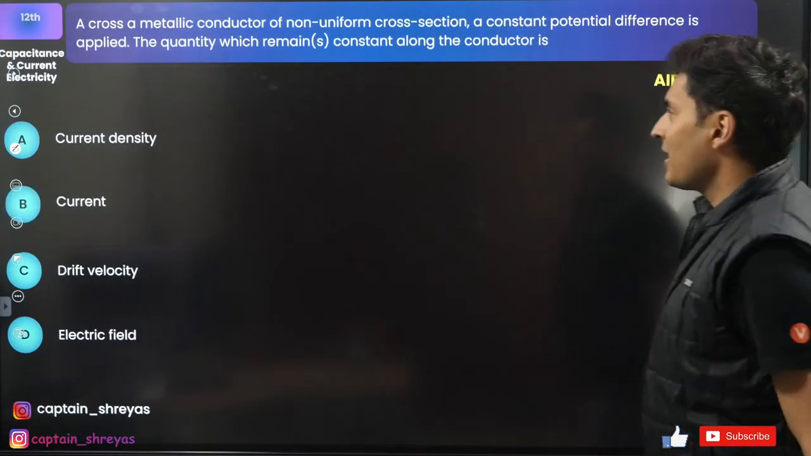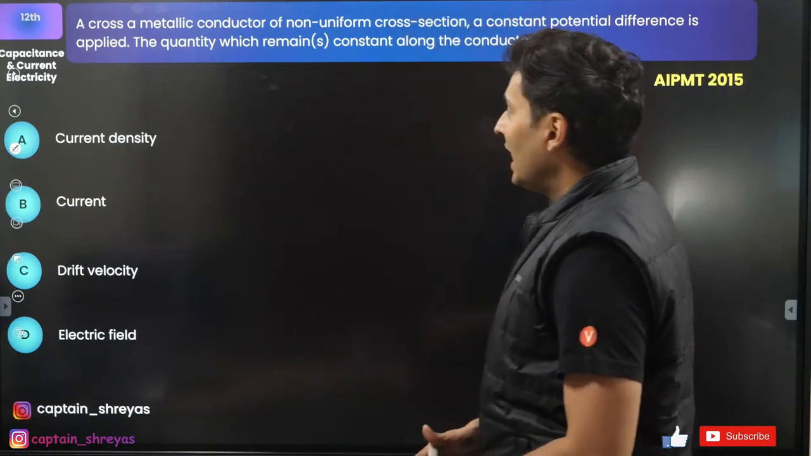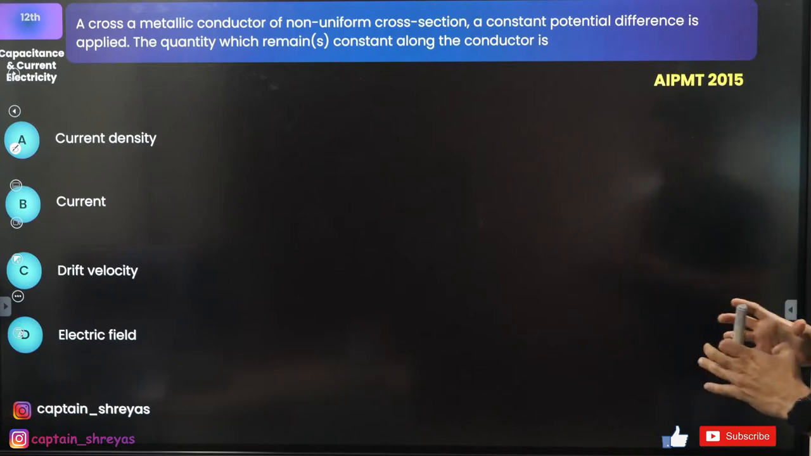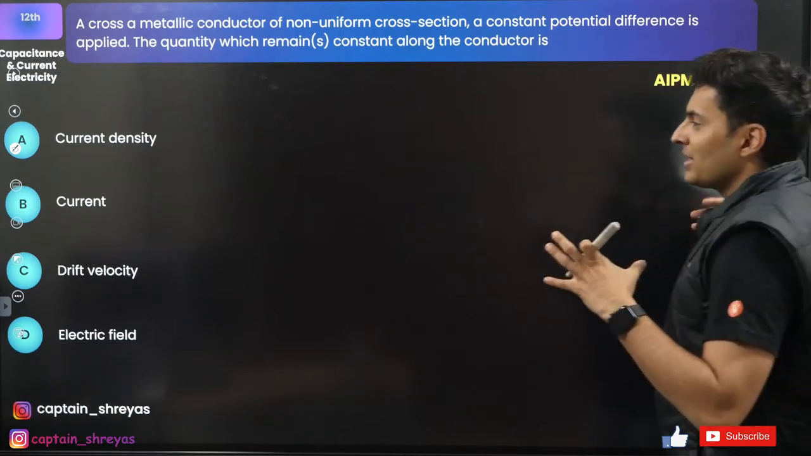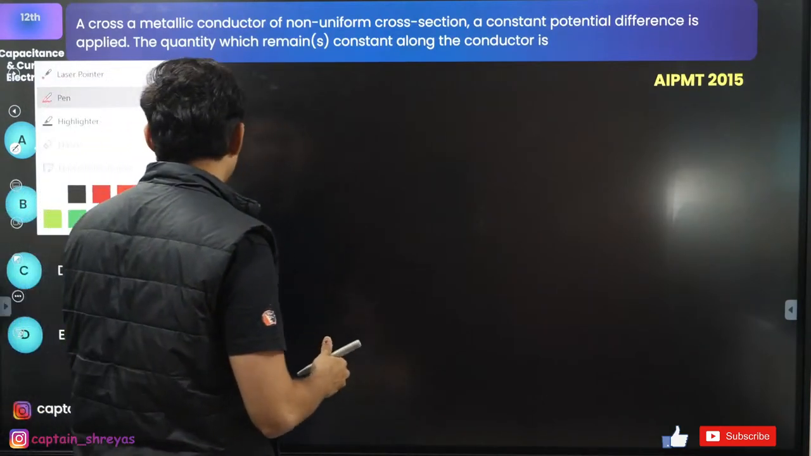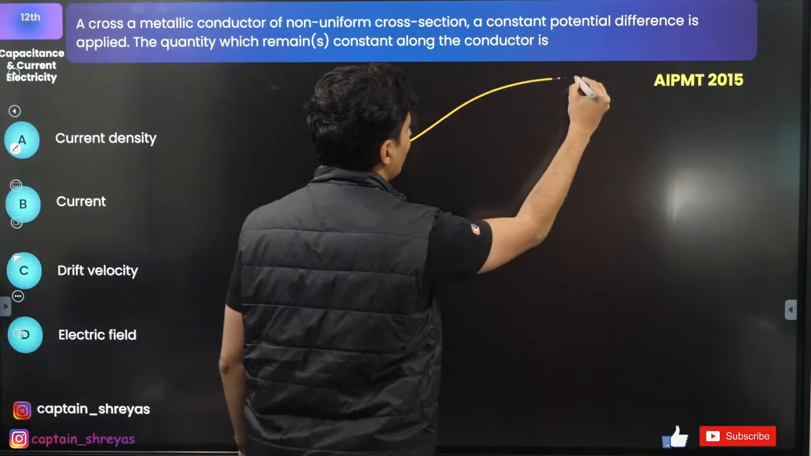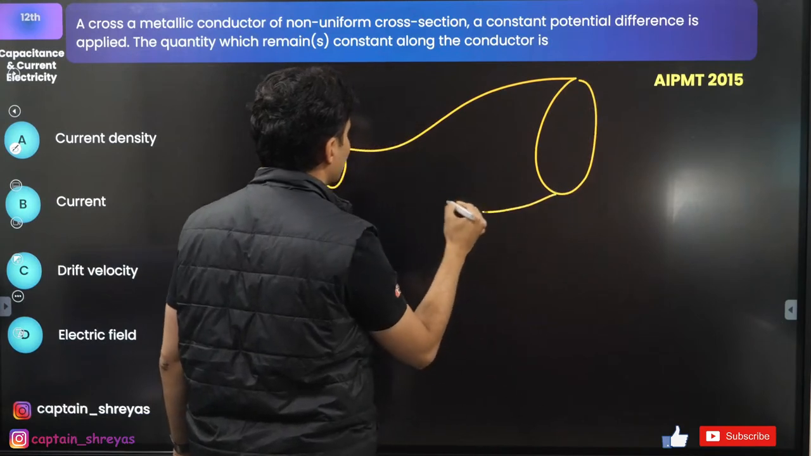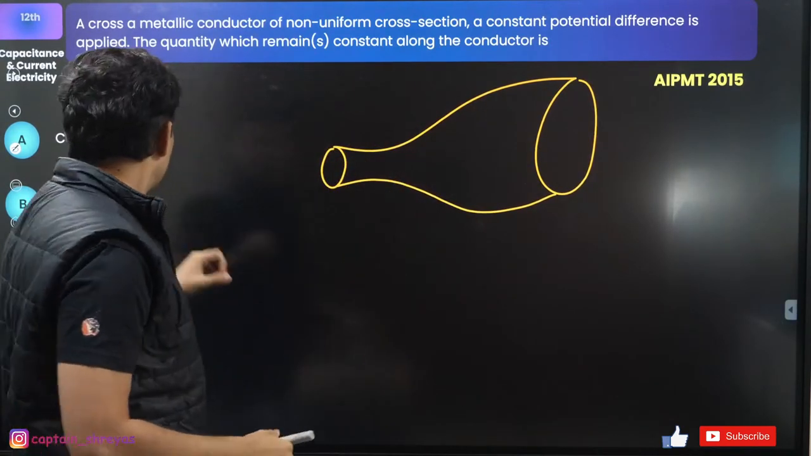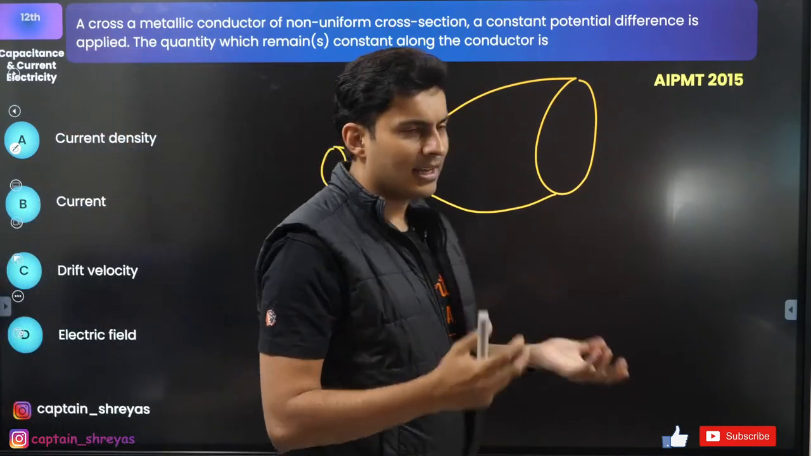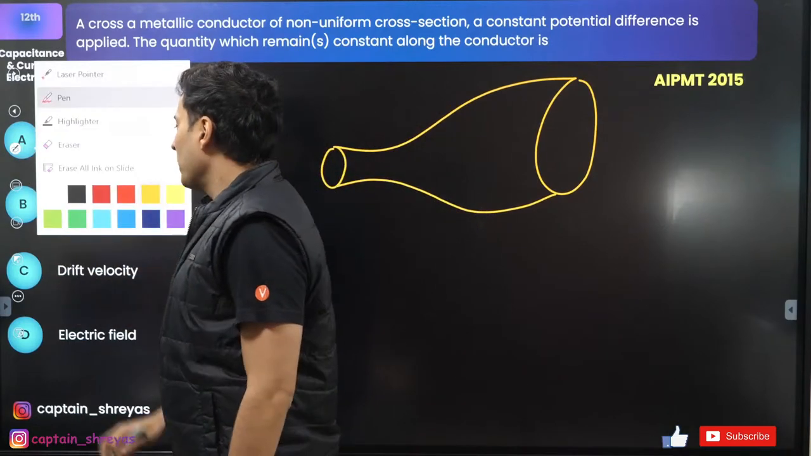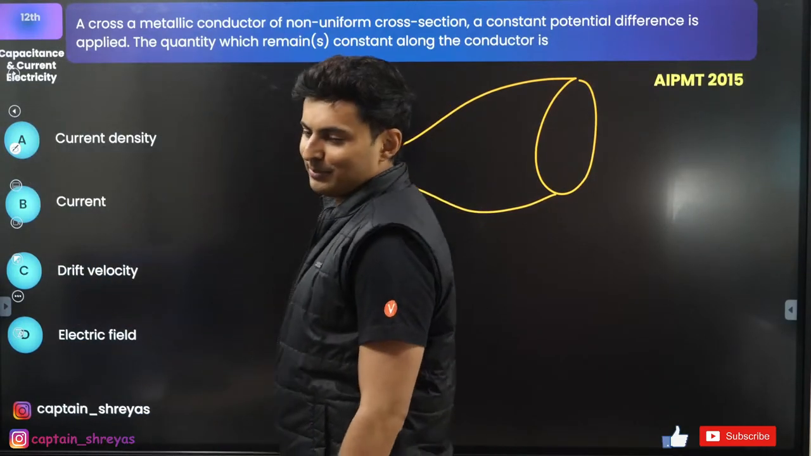Next, this was an AIPMT question. A metallic conductor of non-uniform cross-section, a constant voltage is applied. The quantity which remains constant throughout that conductor is, let's see if you guys can figure this out. So imagine a conductor of non-uniform cross-section, something like this. The quantity which remains the same throughout, is it the density or is it the current or is it the speed or is it the electric field? What do you think is the correct answer to that?